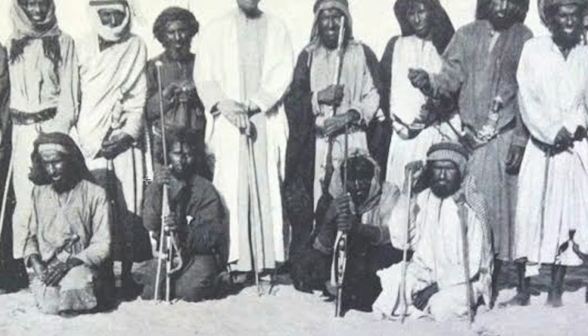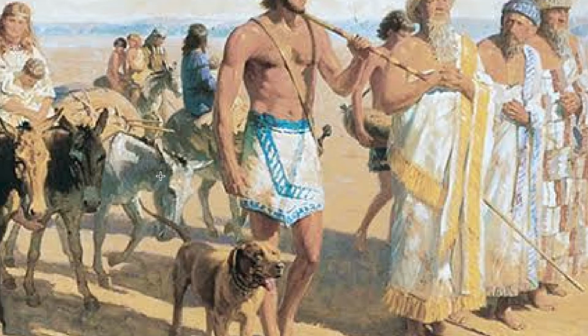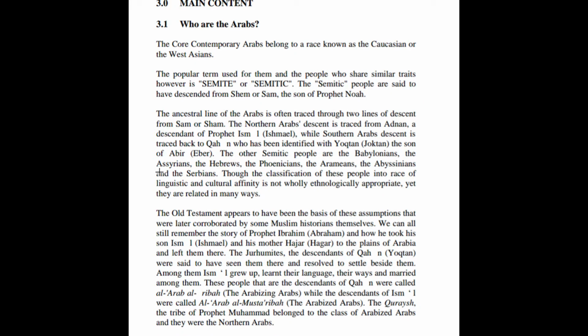Who are the Arabs? The term used for Arabs and those who share similar traits is known as the Semite or Semitic. The Semitic people, those speaking Semitic languages, whose traits originate from the Arabian Peninsula, have had unprecedented influence on the world since recorded history. They are responsible for the first civilization and a set of cultural practices that have been globalized to a larger extent than any other culture, including those of China and Europe.